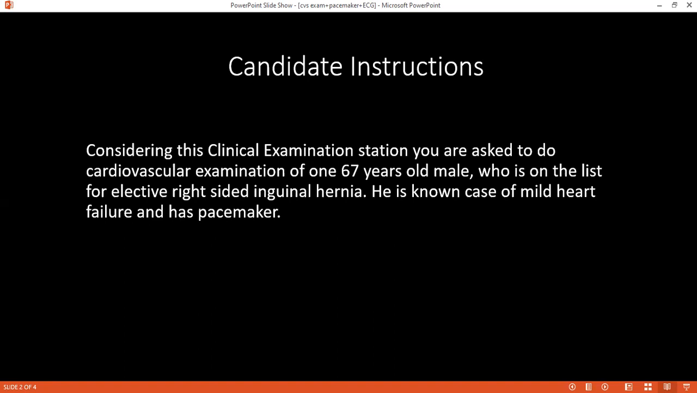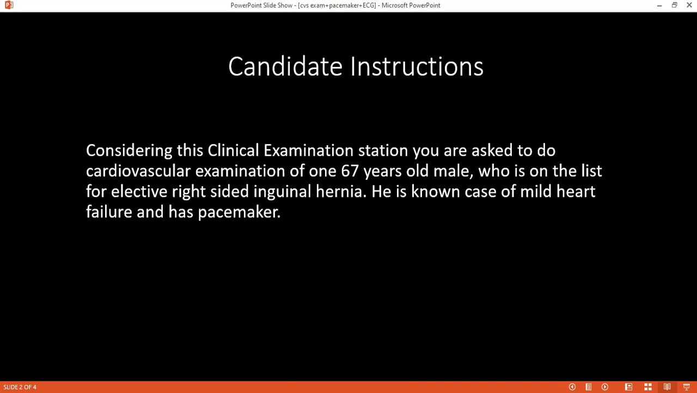If time permits, I would like to examine the BP, and I would like to do a complete peripheral vascular examination and a respiratory examination. Okay, and lower limb examination for what do you have to rule out? DVT. Edema, yeah, okay, DVT.